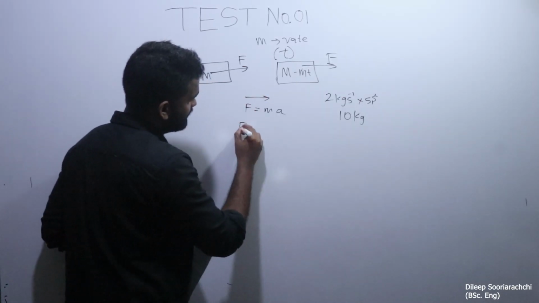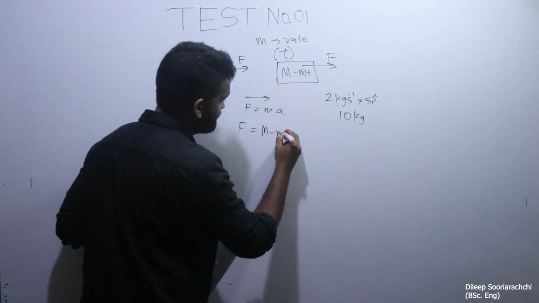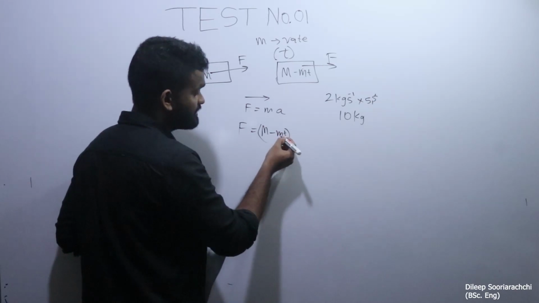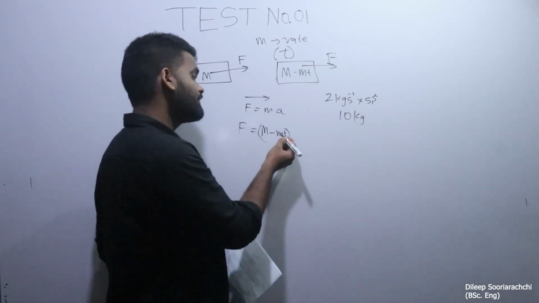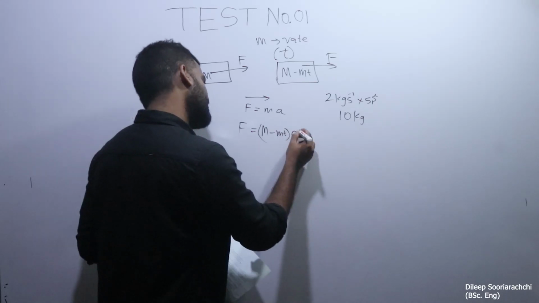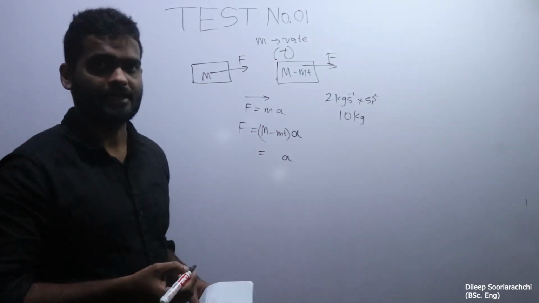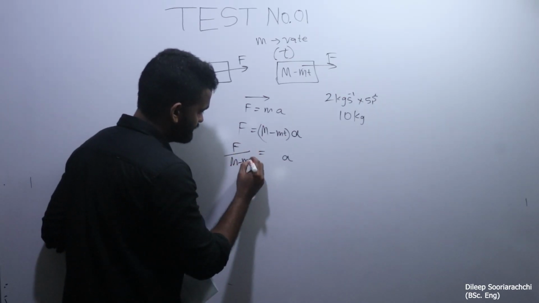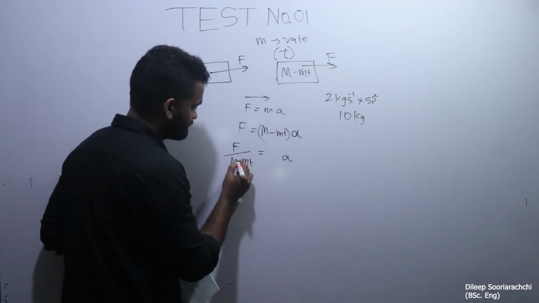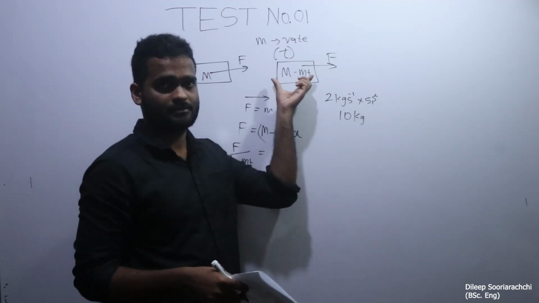So the force is capital F. The mass of the trolley now is capital M minus mt. Mt is a rate, so when you multiply that by time, it becomes a mass. M minus mt, then acceleration. Then you just have to make acceleration the subject, so that should be F divided by capital M minus mt. That is the acceleration at this instant.